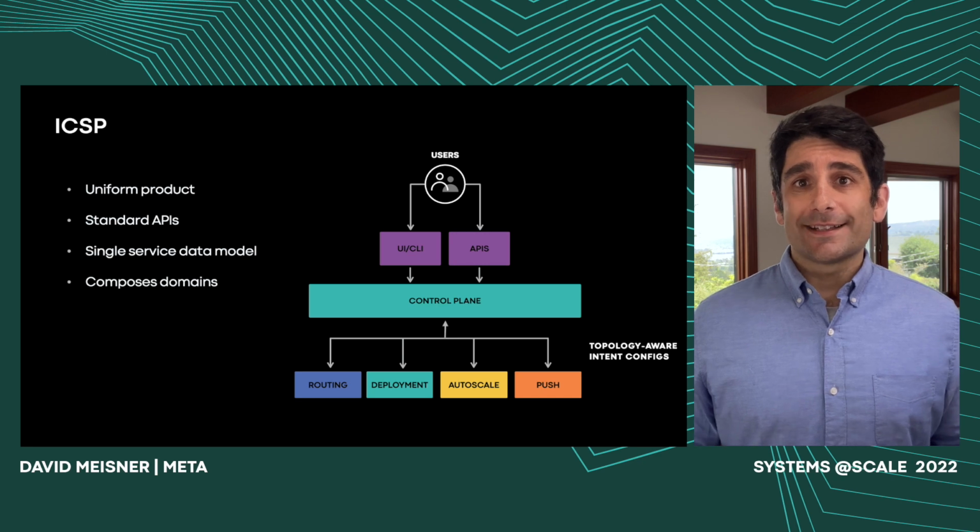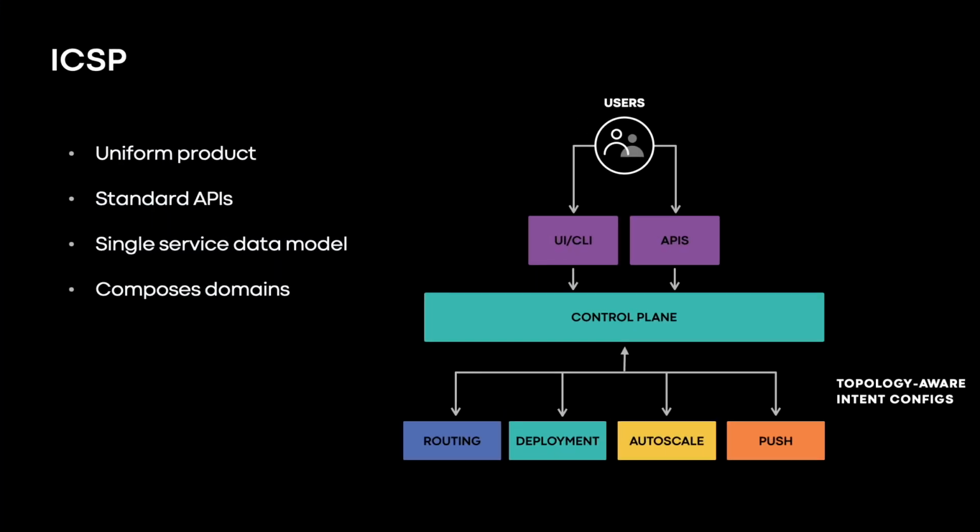Hence, we're introducing ICSP, which is a single platform layer that service owners can use to define and manage their service. This is a high-level view of ICSP where users can come and use our UIs, CLIs, and APIs in order to set up and manage their service through what's called the control plane, which we'll discuss later.